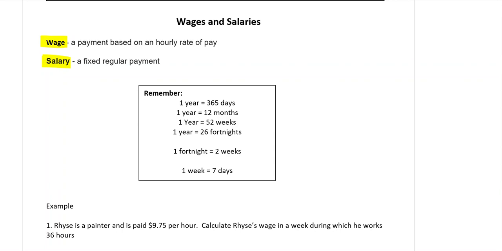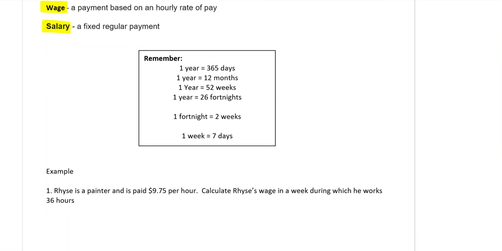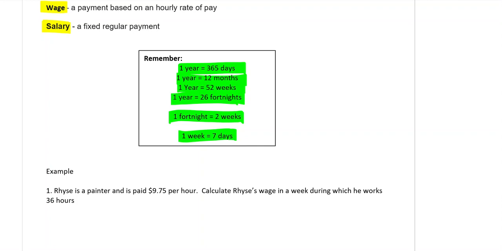Okay, so we're going to be doing some calculations based on people's wages or salaries. To do that, we're going to need to know how to convert between different lengths of time, like years, days, months, that kind of thing. So that's in the box here for you to help you. So a year has 365 days. It's also 12 months and 52 weeks. Fortnights we use occasionally. There is 26 fortnights in a year because there is 2 weeks in a fortnight. And finally, 1 week has 7 days. So keep that in mind.